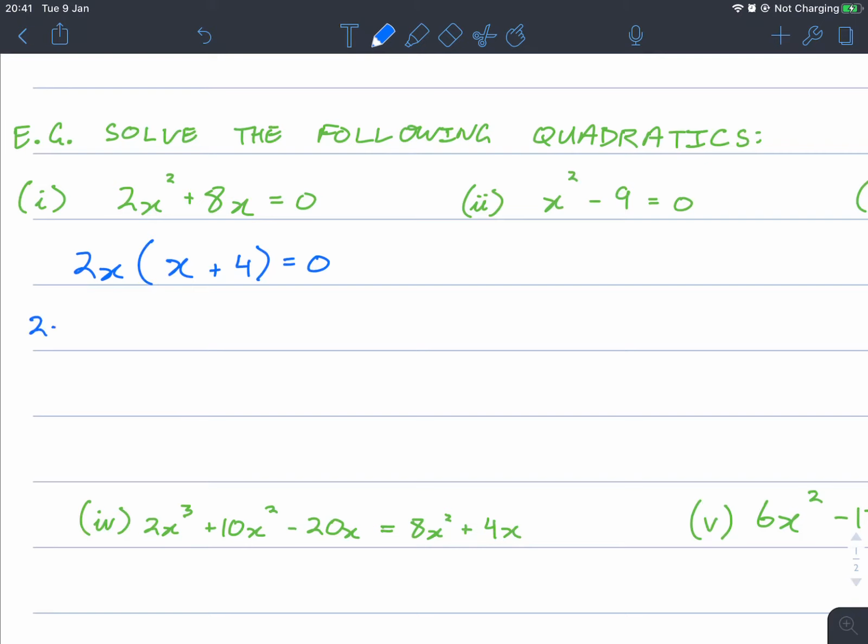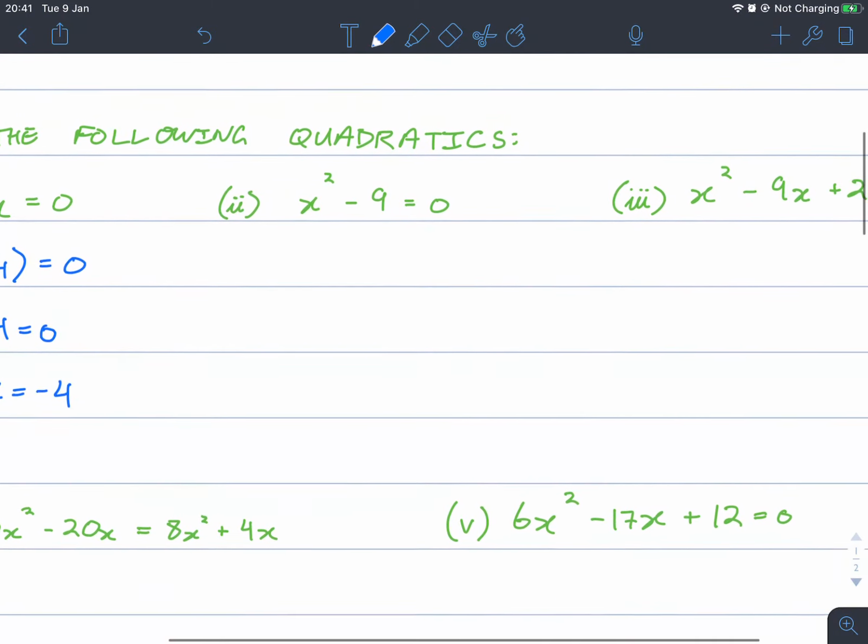And from this we can conclude that 2x equals 0, which means x is equal to 0, or x plus 4 is equal to 0, and x equals negative 4. Because we solved each individual factor like that. Move on to the next one.